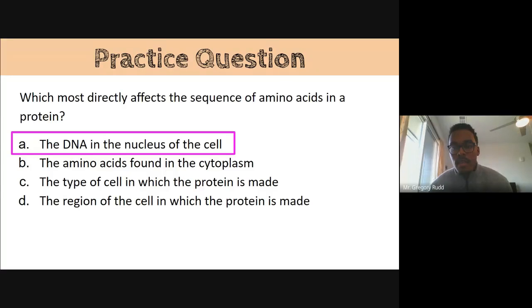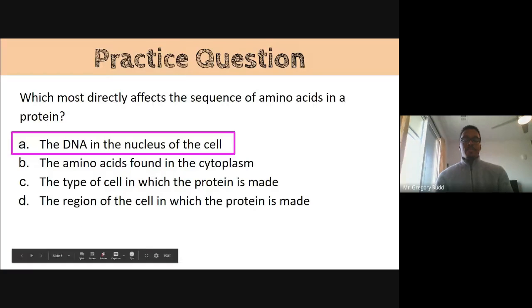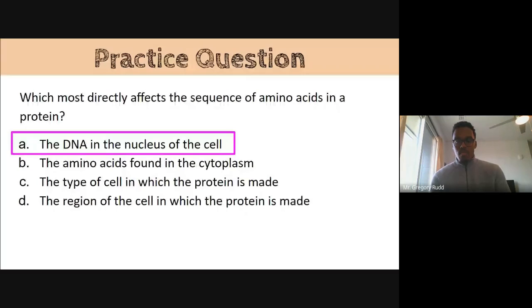I've always liked to think of it in this way, and I'm going to send it to the chat. DNA is the recipe book. Amino acids are the ingredients, and proteins are the meal. So in order for me to end up with the right meal, I need to make sure that I'm using the right ingredients and also that I'm combining them in the correct order.